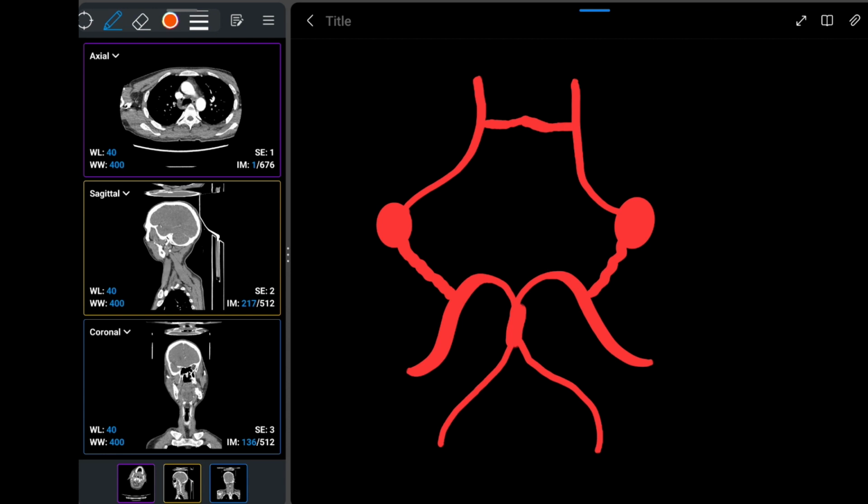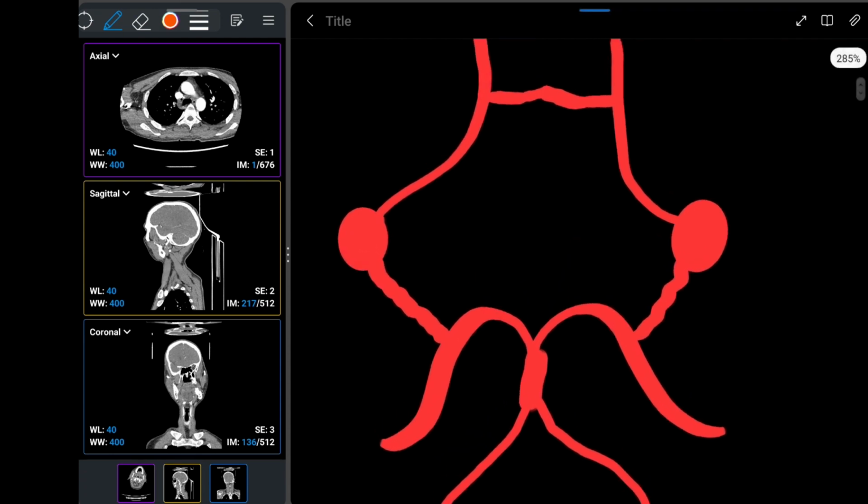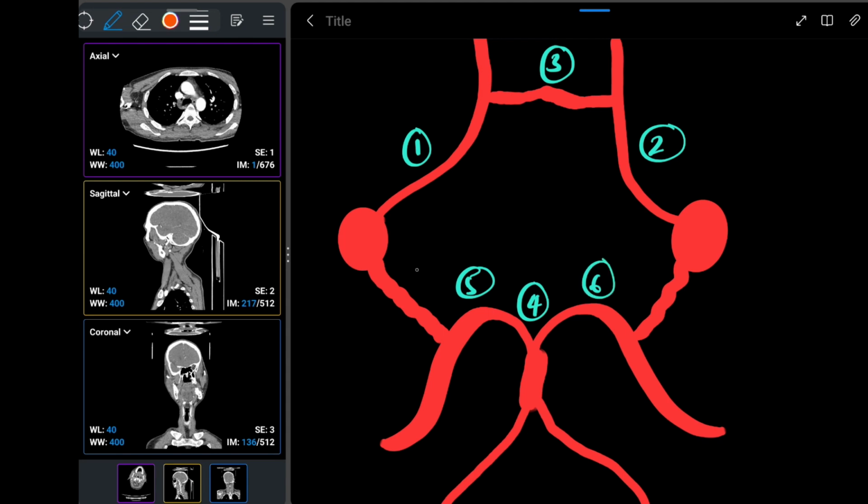And so basically, the circle of Willis has 10 segments. This is the ACA, bilateral ACA. This is the anterior communicating artery. This is the basilar artery and its terminal branches, the PCAs, and the communicating arteries, the posterior communicating arteries, and obviously the internal carotid arteries.